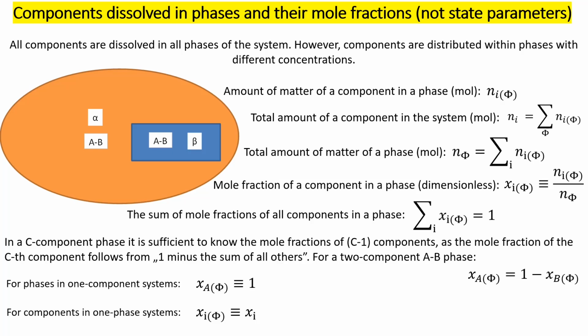So if the engineer defines the state parameters, which are pressure, temperature, and the average compositions, then the engineer should calculate the number of equilibrium phases, their identities, their phase fractions, and their compositions, meaning all the mole fractions of all the components in all the phases in equilibrium.